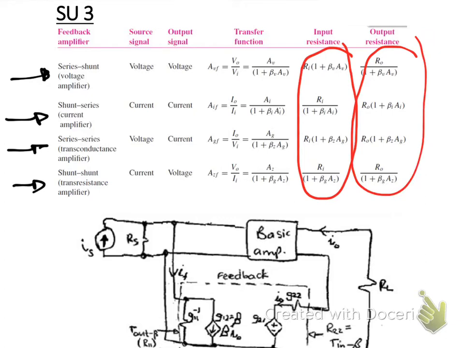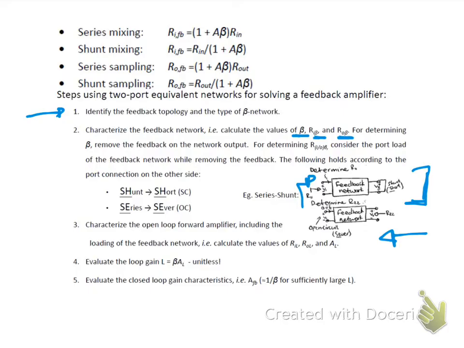To find the new input and output resistance of your entire feedforward and feedback amplifier. So that is basically how you do your analysis of these feedforward and feedback resistors. More examples will be done in the next video, where there will be an example of series-series, shunt-shunt, shunt-series, and series-shunt, in depth for each type of topology.